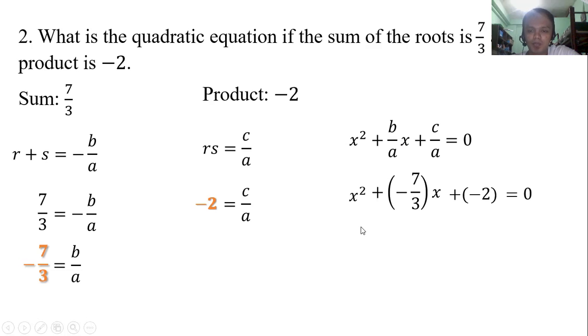Now, multiply natin both sides by 3 para matanggal tong denominator. So, 3 times X squared is 3X squared plus 3 times negative 7/3 X, or simply cancel out natin yung 3. Magiging negative 7X. Then negative 2 times 3 is equal to negative 6 equal to 0. Ito yung magiging quadratic equation niya. Okay?